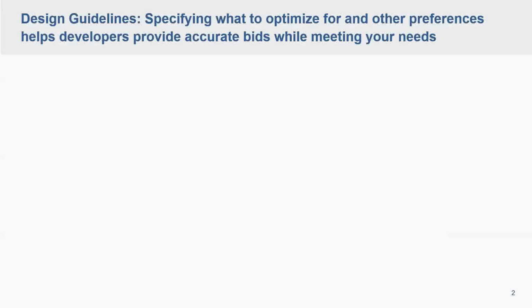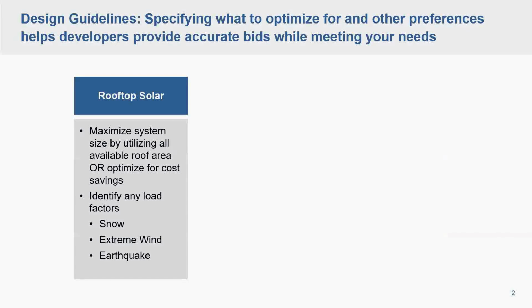So jumping into the design guidelines. Specifying exactly what to optimize for and other preferences in your RFP helps the developers provide accurate bids while meeting your needs. So a couple examples here. If you're looking at a rooftop solar project, it's helpful in the RFP, in the design guidelines, to specify, do you want the developer to maximize the system size, so utilize all the available roof area, or are you more interested in optimizing for cost savings? So maybe they only use half of the roof area and tilt it at a certain angle to optimize for cost savings. So specifying what you want them to optimize for is helpful.